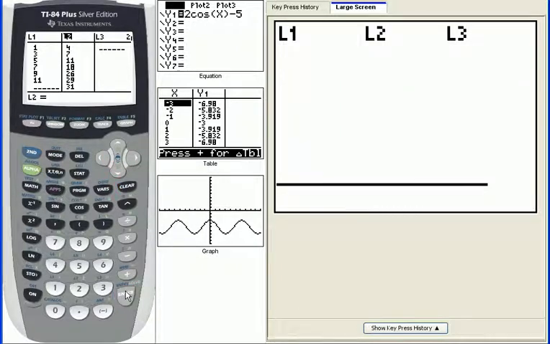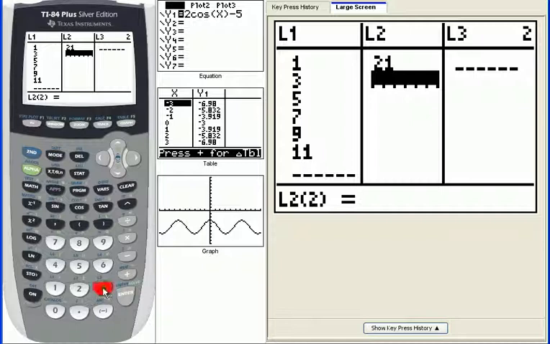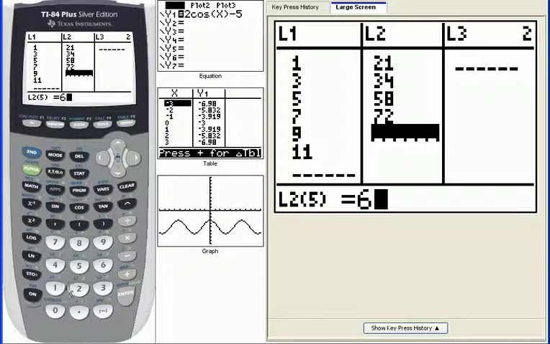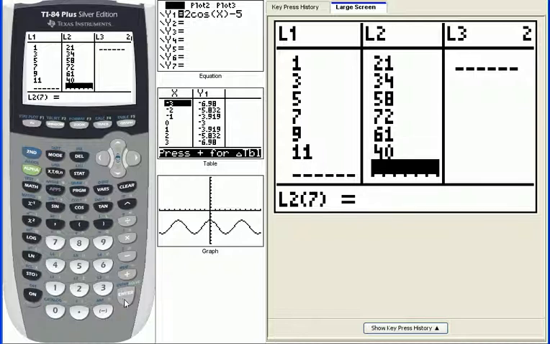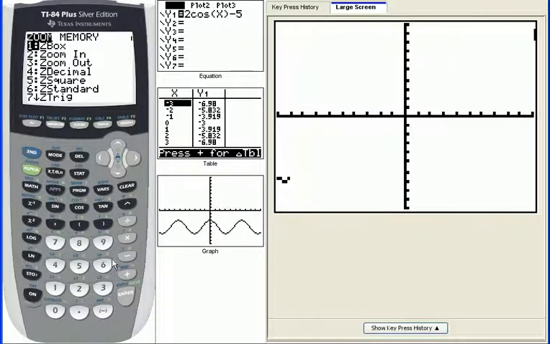So clear, enter. And here I need to plug in a 21, a 34, 58. For the 7th month we have 72. That's not too bad. Nice average. 61 in September, and in November a brisk 40. So I'll put a 40 in here, and we're going to hit zoom 9, and we're going to look at our graph.